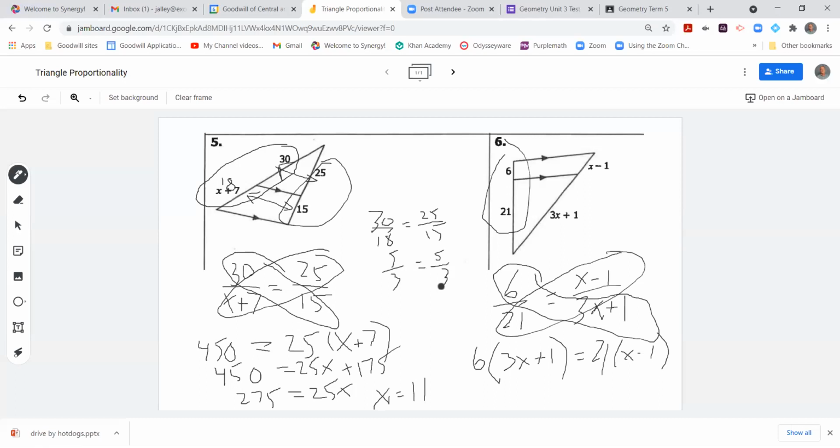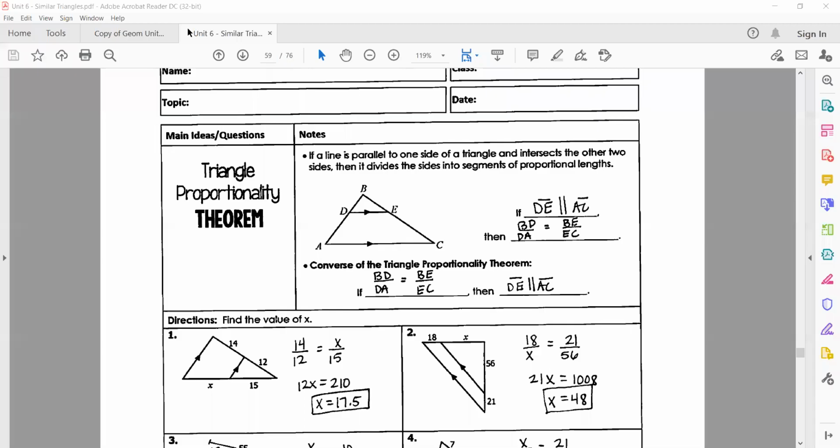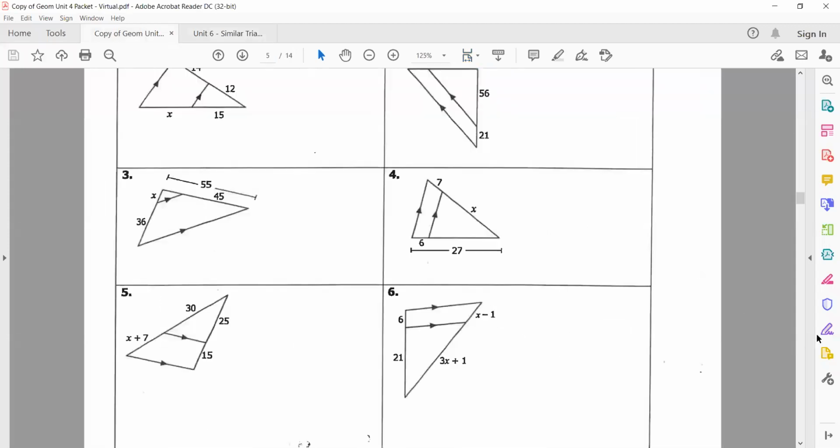Questions on any of that? All right, well, let's go back to the handouts here and see what's next.